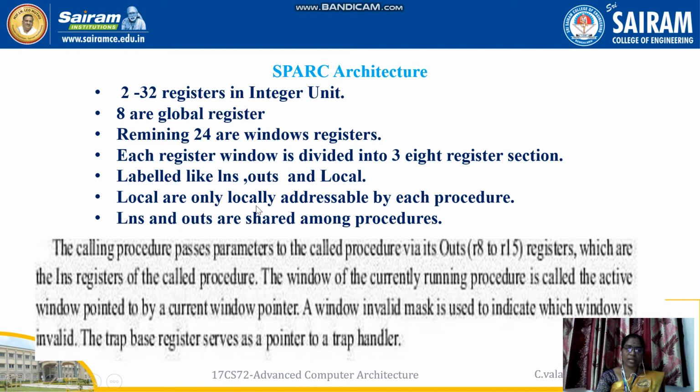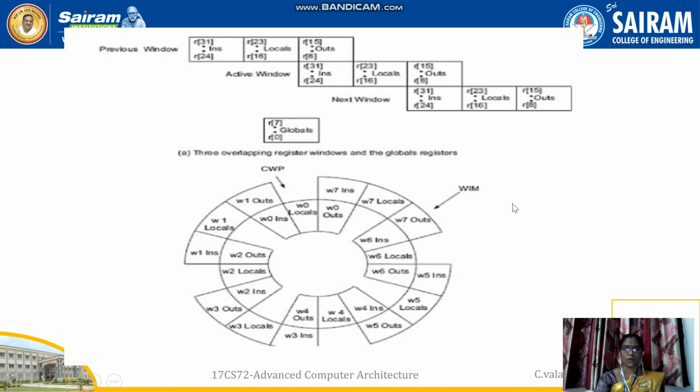Locals are only addressable by their own procedure, whereas ins and outs are shared among procedures. Global registers start from R0 to R7, as I already told. The window registers will start from R8 to R15. Let us see how this is arranged.